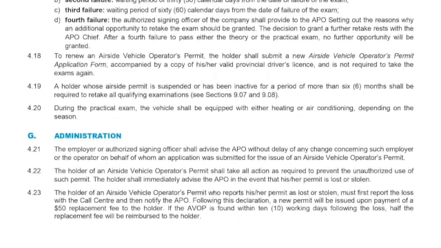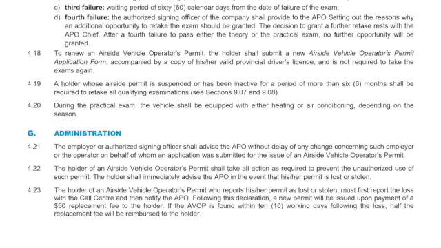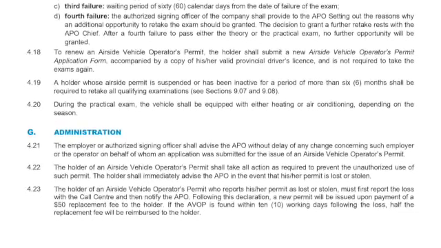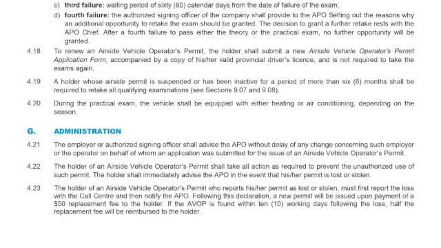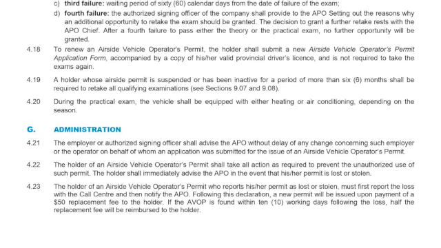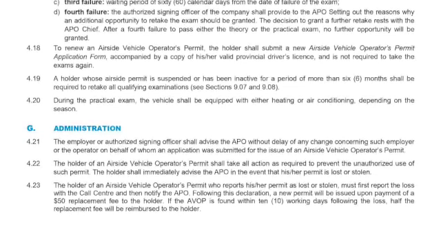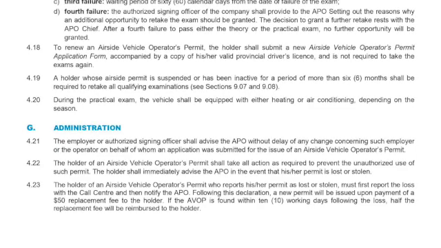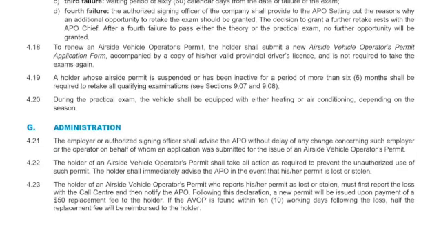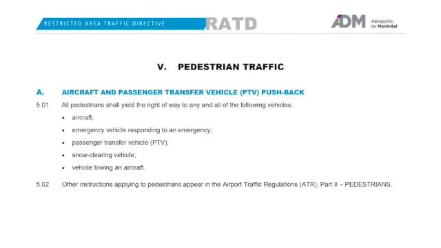23. The holder of an Airside Vehicle Operator's Permit who reports his/her permit as lost or stolen must first report the loss with the call center and then notify the APO. Following this declaration, a new permit will be issued upon payment of a $50 replacement fee to the holder. If the AVOP is found within 10 working days following the loss, half the replacement fee will be reimbursed to the holder.